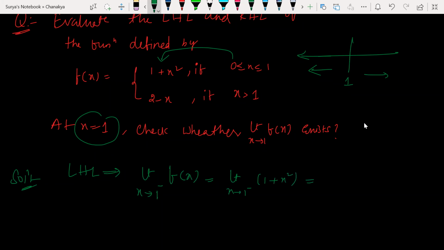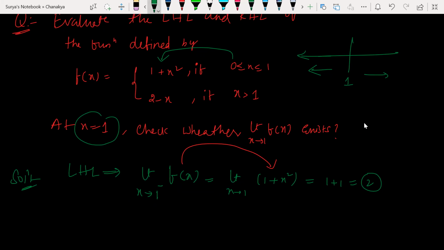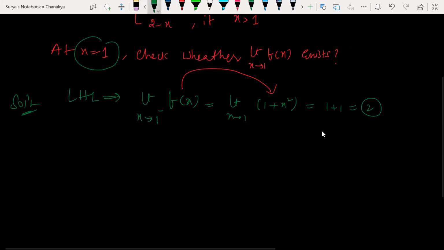So look at this here. If I substitute any value from the left hand side, x is equal to 1, I get 1 plus 1, which gives me 2. You understand, children? My intention is to take the f of x function. I just used this for identifying the function only. So you should not write 1 minus here. Is it clear?